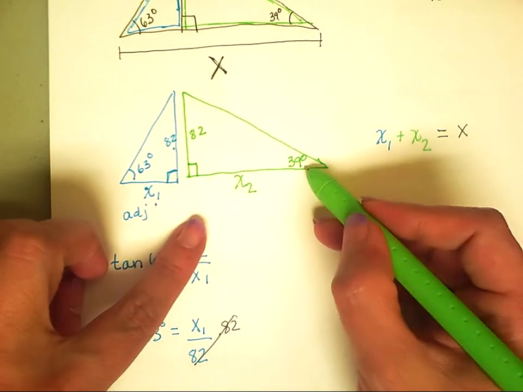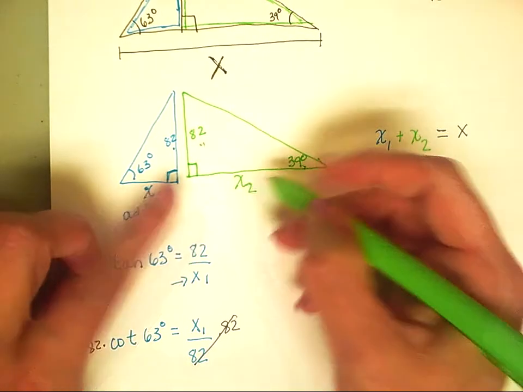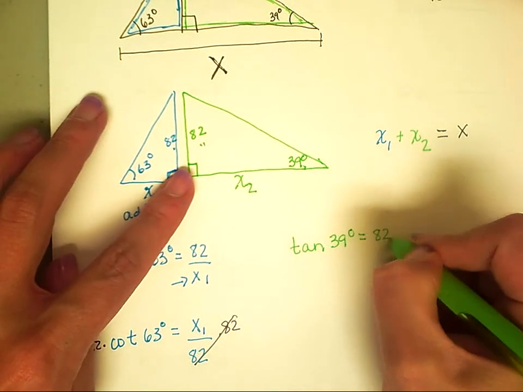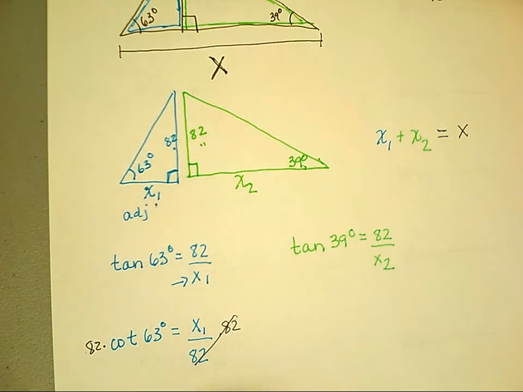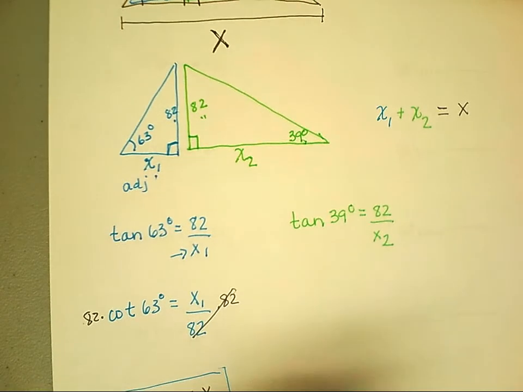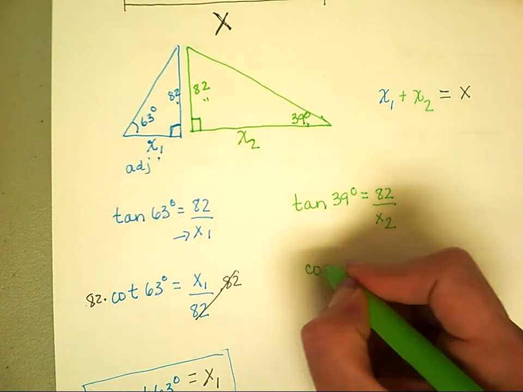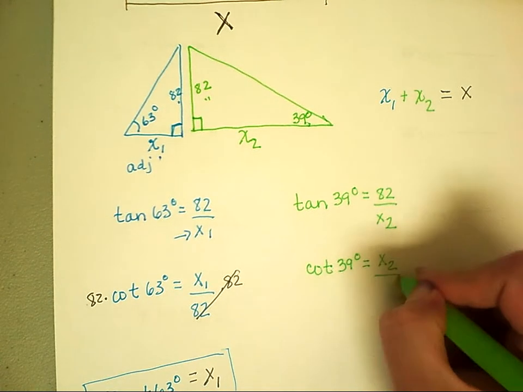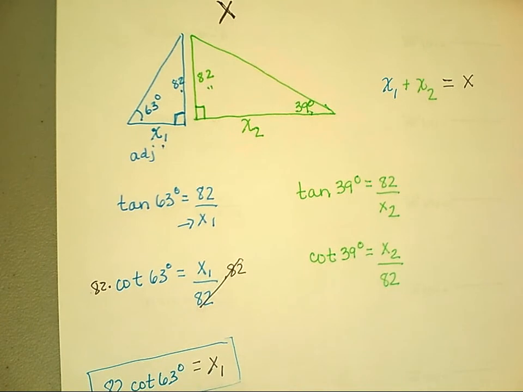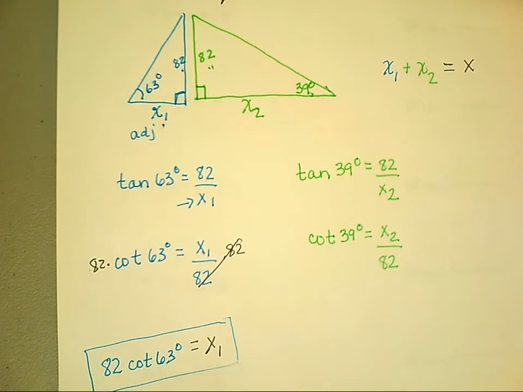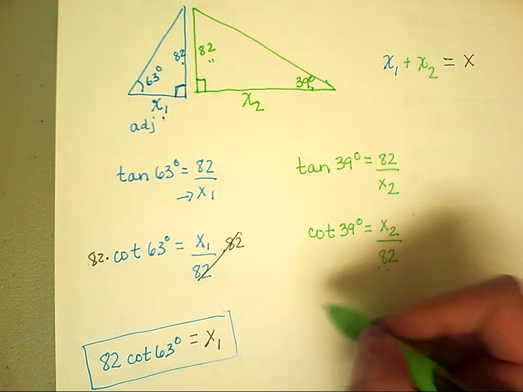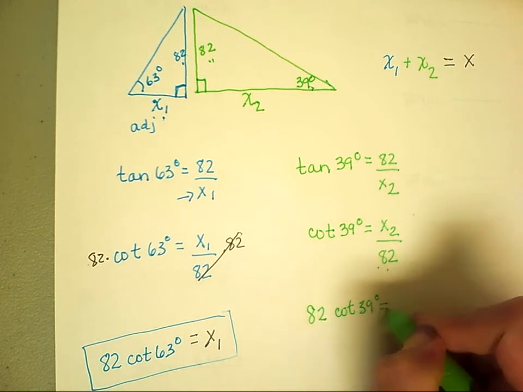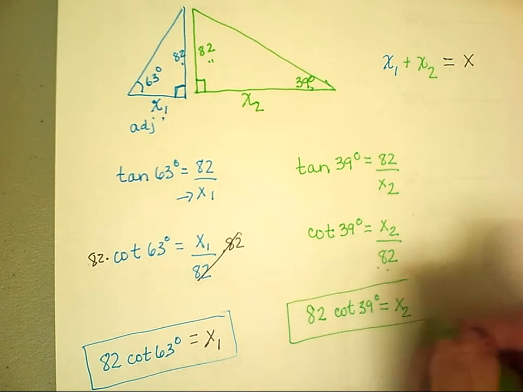So let's do the same over here. Again, we know the opposite over the adjacent, so we know that the tangent of 39 degrees is 82 over x2. But we run into the same problem. So wouldn't it be easier just to say the cotangent of 39 degrees is equal to x2 over 82? So if we use the same logic and multiply by 82, we have 82 times the cotangent of 39 degrees must be equal to x2.